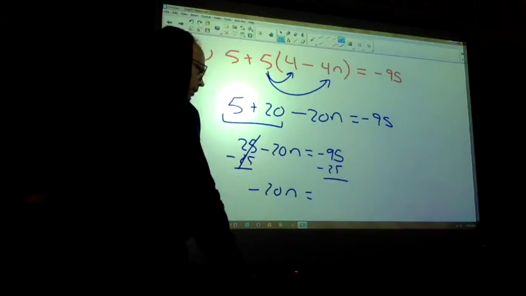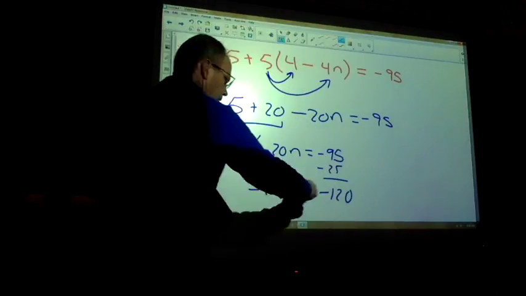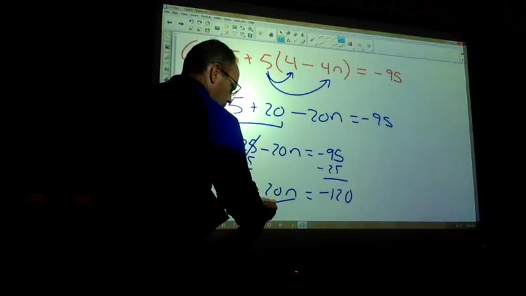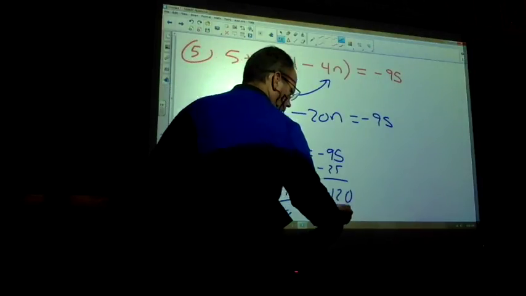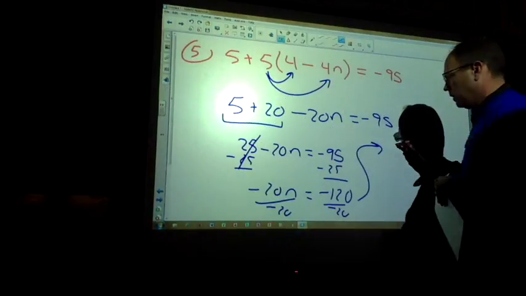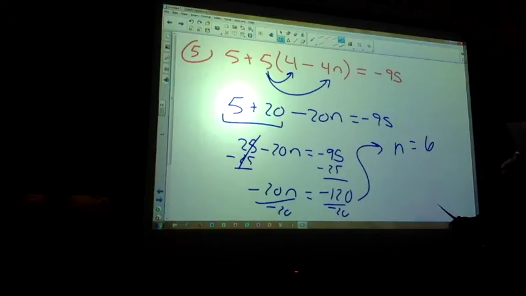What does that come out to? Negative 120. Now how do we undo that? Divide. Divide each side by negative 20. So negative over negative is positive, right? N equals 6. Is that answer there? Yep. D? Cool.